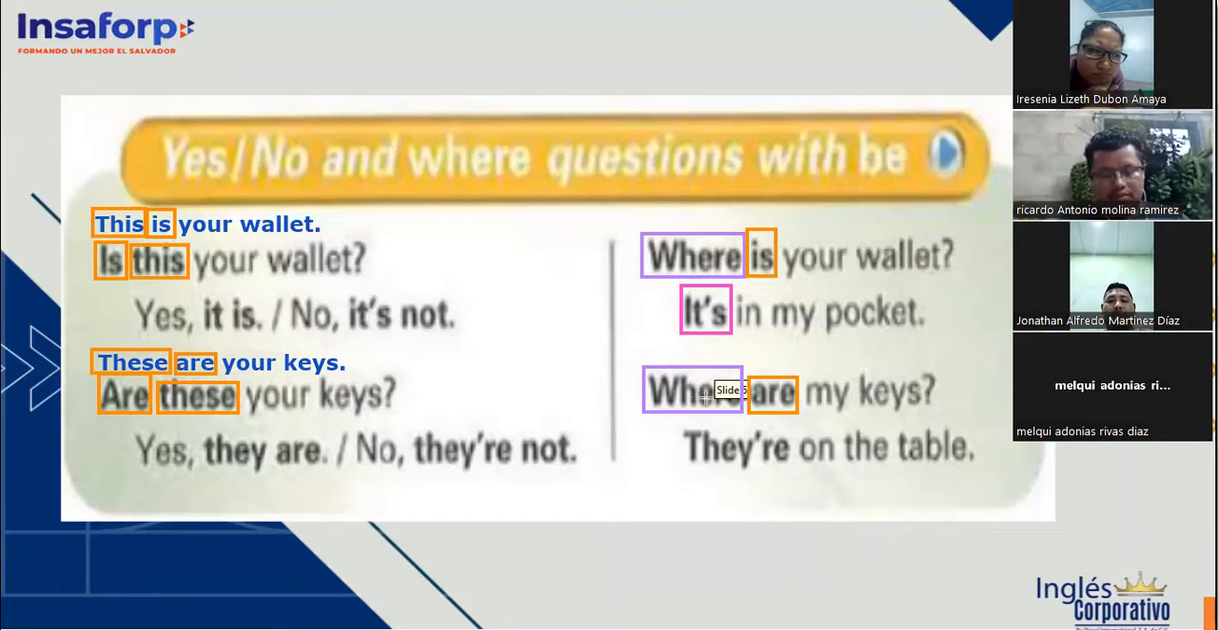If you say, where are my keys? The answer is, they're on the table. Where are my keys? In Spanish?